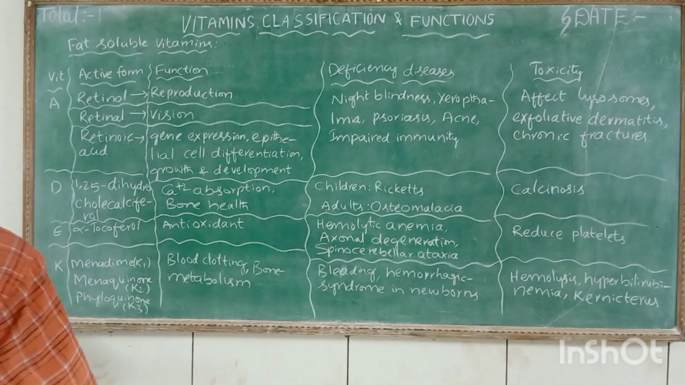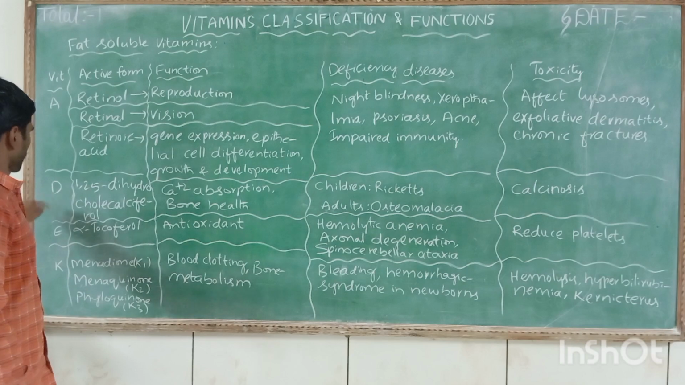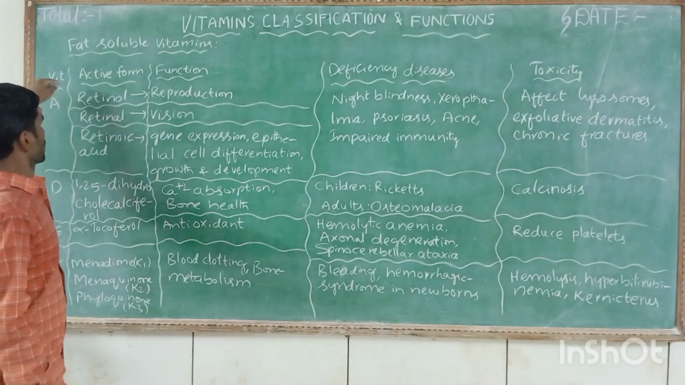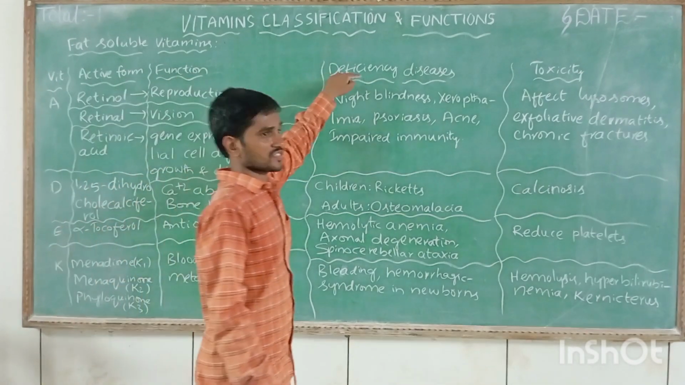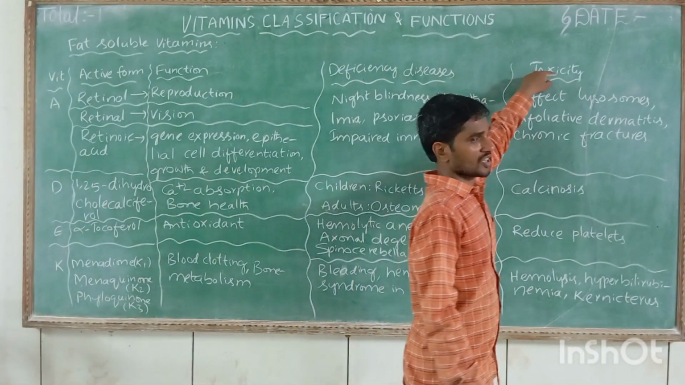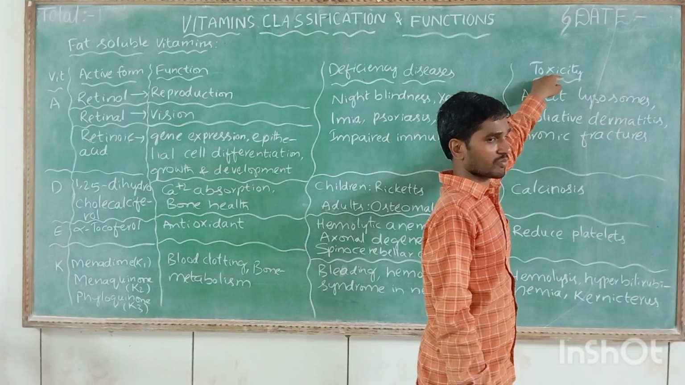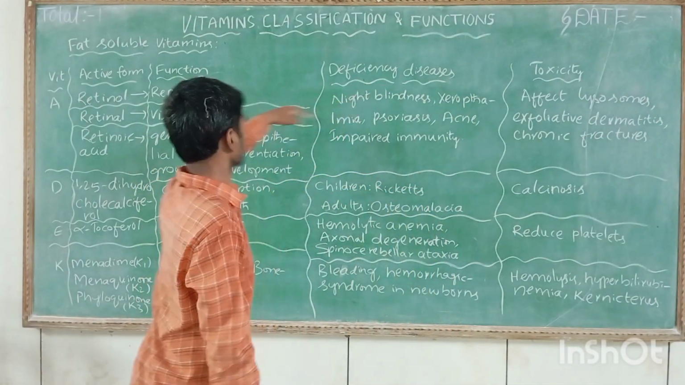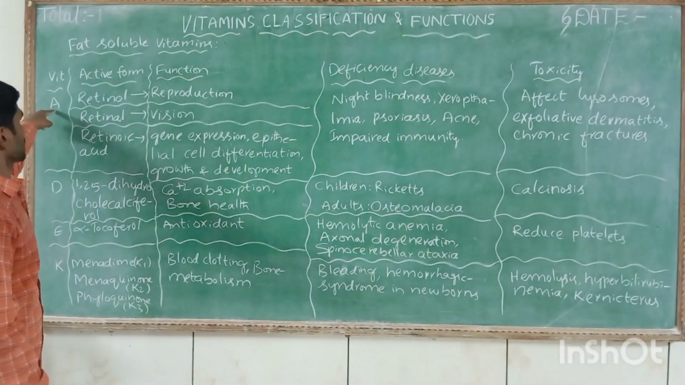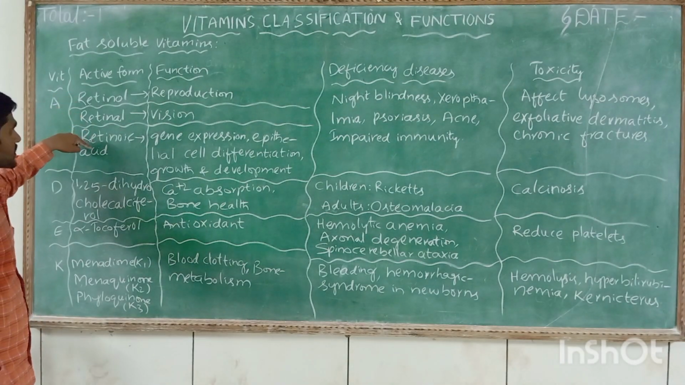Now we are going to discuss fat soluble vitamins. As you know, fat soluble vitamins are vitamin A, vitamin D, vitamin E, and vitamin K. We will cover the active form and function of each vitamin, deficiency diseases, and toxicity. As you know, if these fat soluble vitamins exceed in our body, they cause toxicity syndromes because they are not excreted through water. Vitamin A has three active forms: retinol, retinal, retinoic acid.